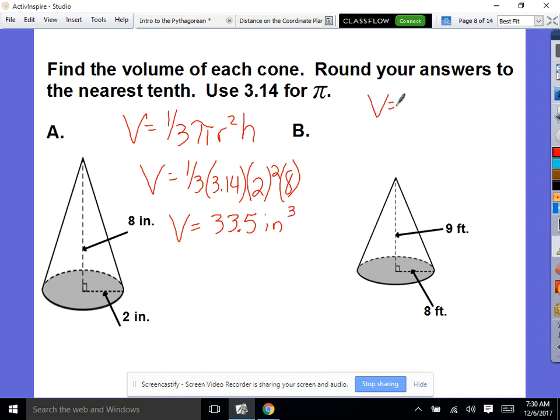B, volume equals 1/3 times pi times the radius of 8 squared times 9. So the volume equals 1/3 times 3.14 times 8 squared times 9. And that equals 602.9 feet cubed.